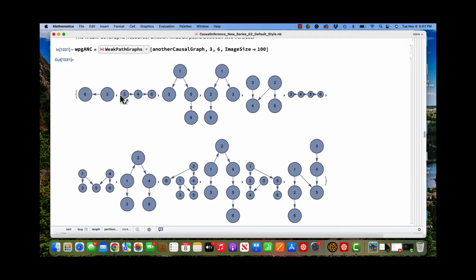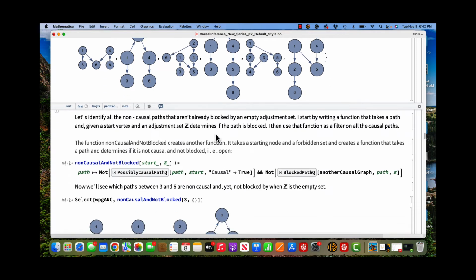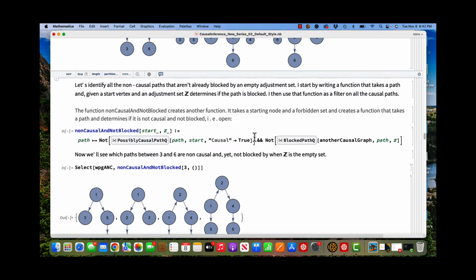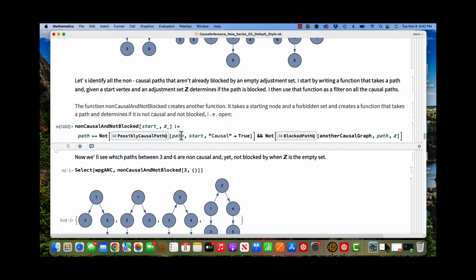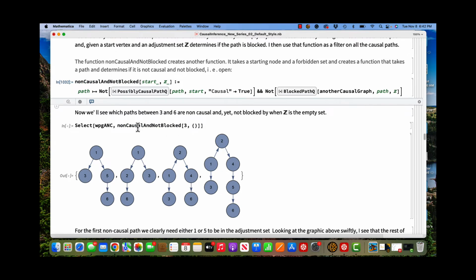Here's our direct causal path. Here's a causal path. This one isn't causal because it's got a fork in it. Anyway, let's write a little function that says what we want to do is, for some start and for some potential adjustment set z, we want to see if there are any possibly causal paths that aren't blocked. So let's evaluate that. And let's see. Let's look at our graph.